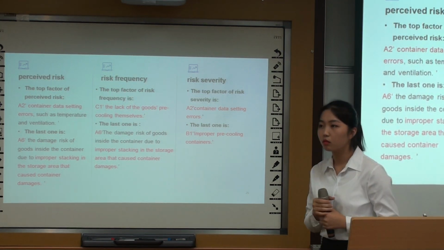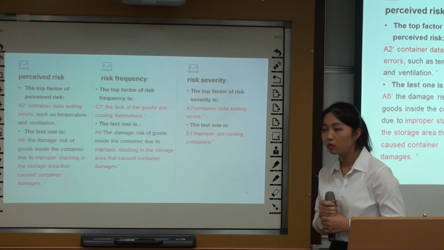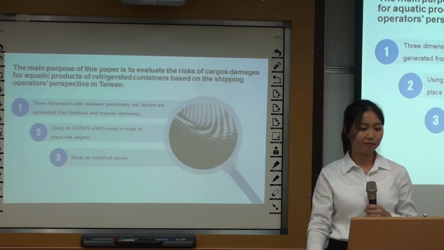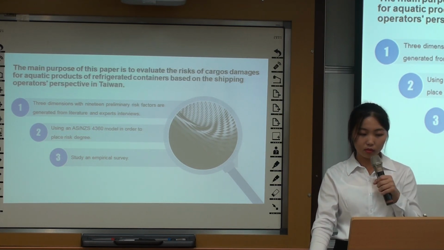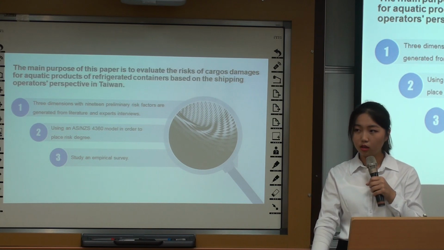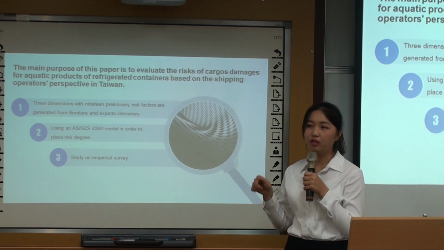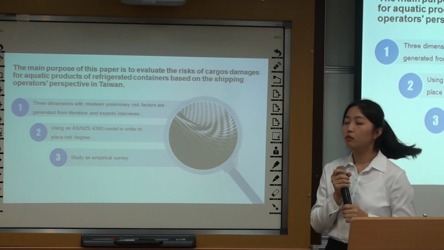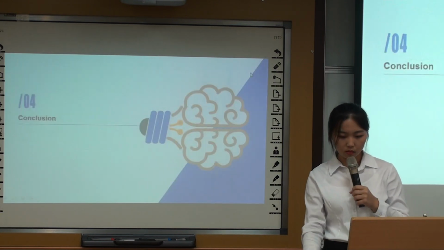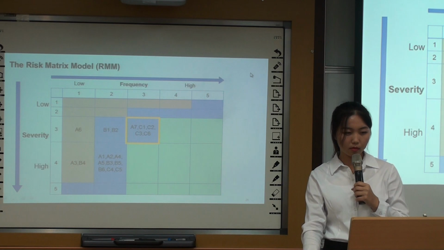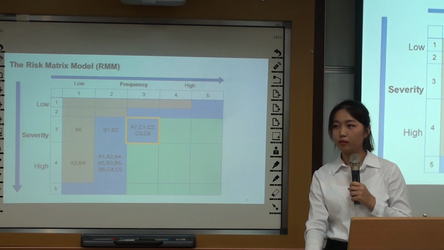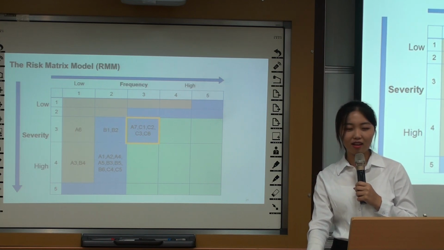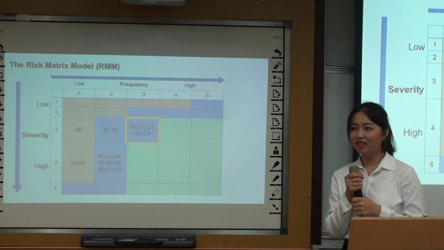Okay, I have one small question. In your conclusion, you mentioned this paper using ASNZS. That's the Australian and New Zealand standard. But on your slide 21, you show us the matrix of RMM. So why don't you show us the standard of Australia instead of RMM?